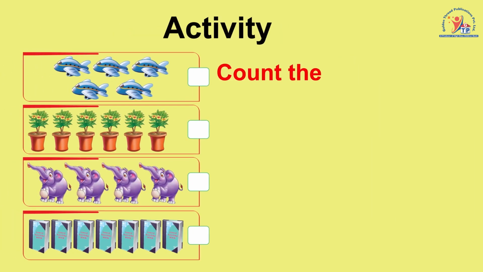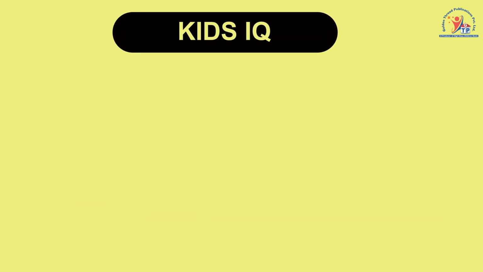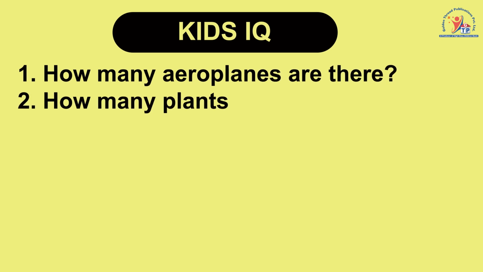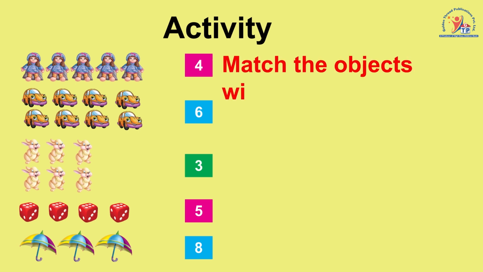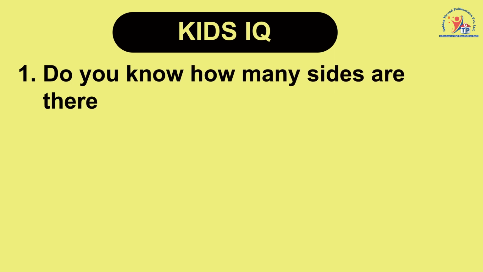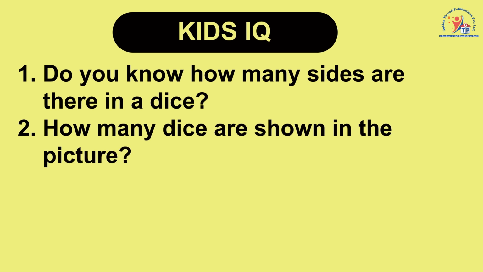Activity: count the pictures and write the number in the box. Kids IQ 1. How many airplanes are there? 2. How many plants are there? Activity: match the objects with the number. Kids IQ 1. Do you know how many sides are there in a dice? 2. How many dice are shown in the picture?